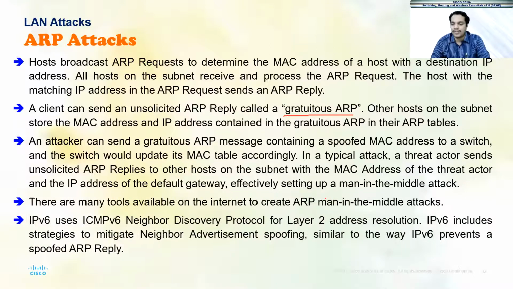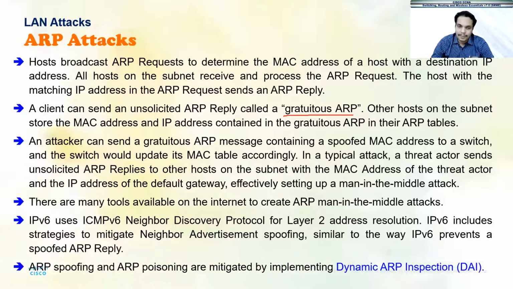There are many tools available on the internet to create such attacks. IPv6 uses the ICMPv6 Neighbor Discovery Protocol for address resolution. It does not use ARP. IPv6 includes strategies to mitigate neighbor advertisement spoofing, similar to the way IPv6 prevents a spoofed ARP reply. ARP spoofing and ARP poisoning are mitigated by implementing Dynamic ARP Inspection, also called DAI. IPv6 is far better in security compared to IPv4 with usage of the ARP protocol.